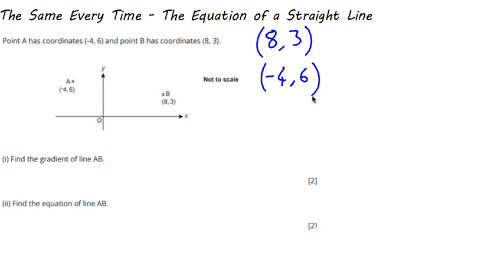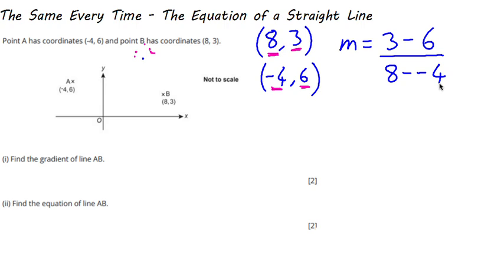And the gradient, I'm going to call it m, that's our symbol for gradient. I've written my coordinates one above the other so that I don't go wrong. Changing y, divide by changing x. So this minus this. On the top of my division, changing y, it's going to be 3 minus 6. Divide by changing x, so divide by this minus this. So in the bottom of my fraction, I'm going to have 8 minus, be very careful, minus -4.